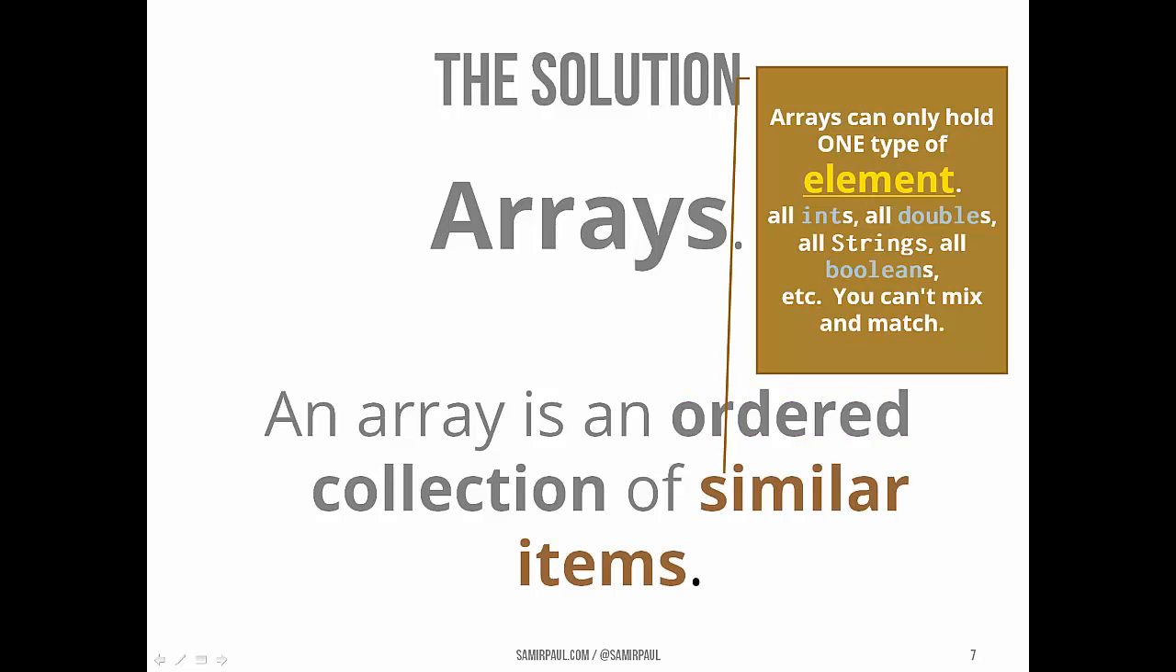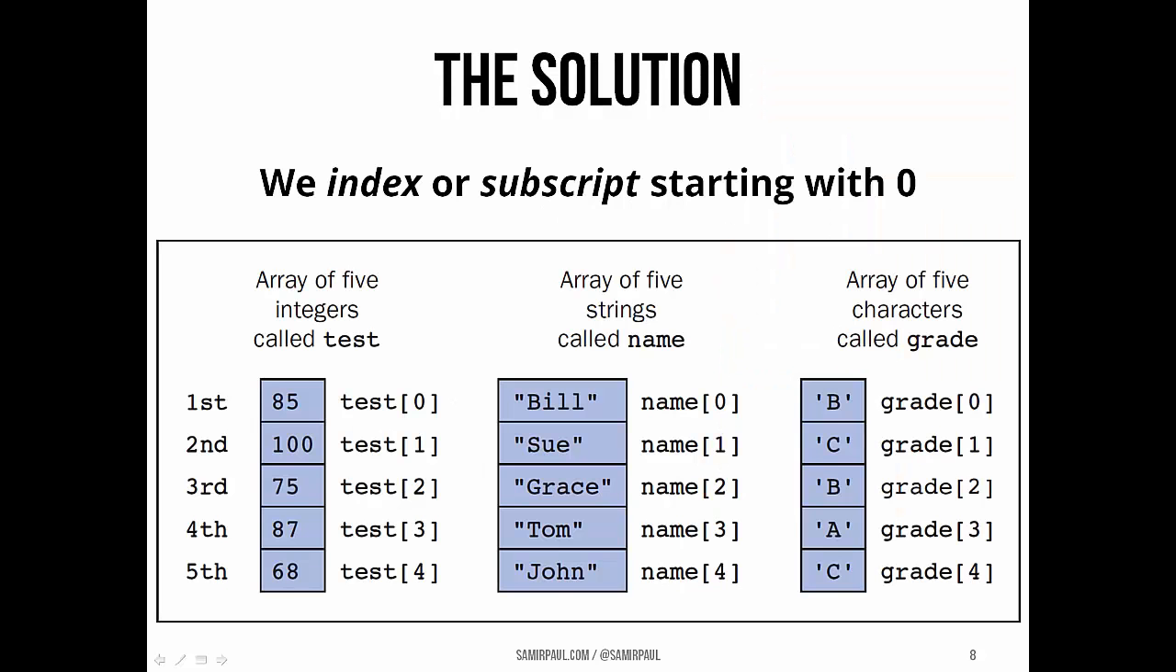And finally, all the items in the array have to be similar. They all have to be one type of element. That's what we call the things in the array, the elements. They all have to be ints, or they all have to be doubles, or all strings, and so on. You can't mix and match the different items. We can make an array of anything, any primitive type, any reference type, anything.